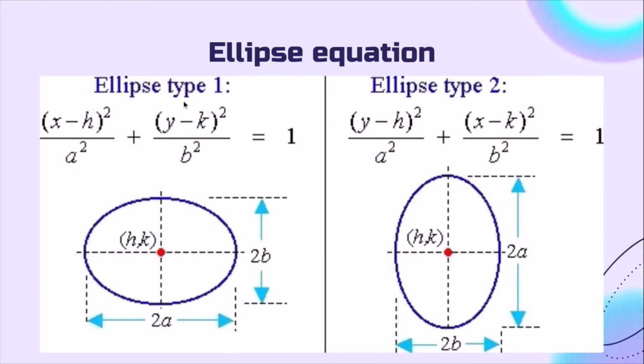So as we can see, here we have a type 1 and type 2. The ellipse might be vertical or horizontal. So it's the same, we just need to change the a and the b. So in this example, a will be on the horizontal axis, and here it will be on the vertical.